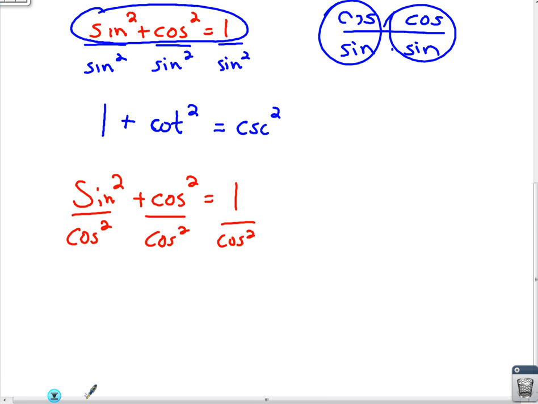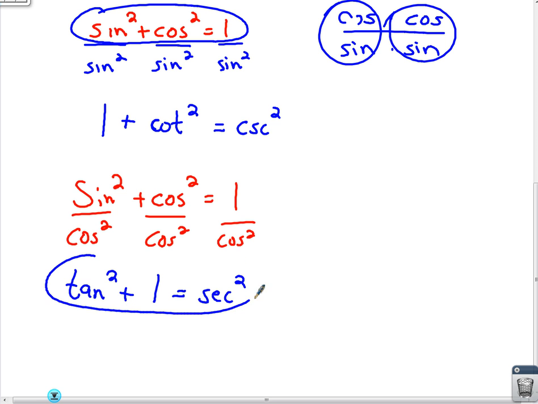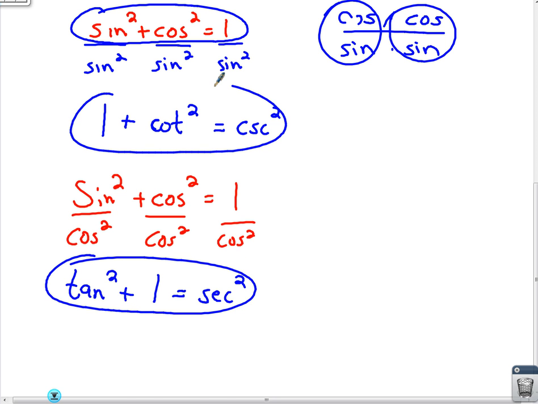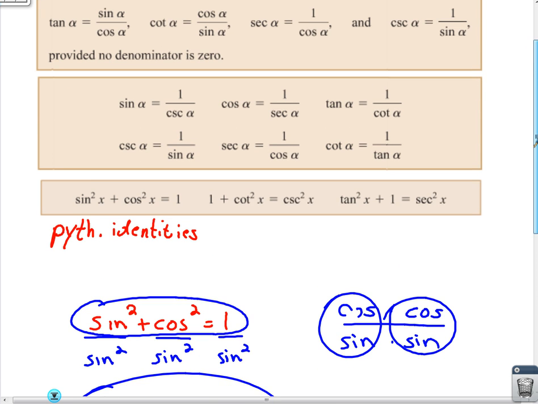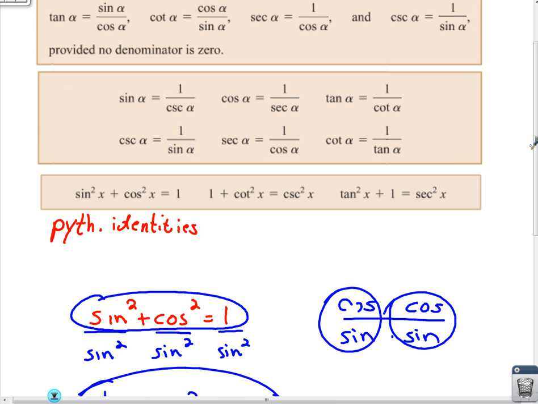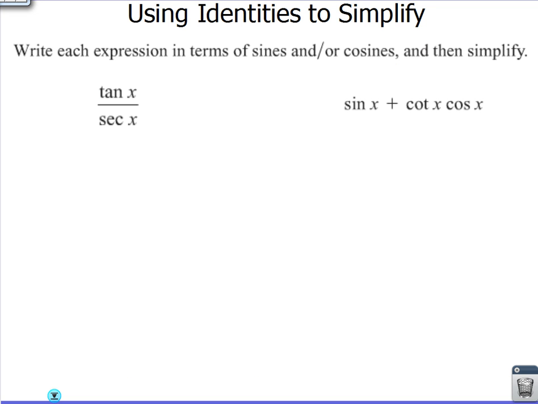What's sine over cosine? Tangent. So sine squared over cosine squared would be tangent squared. Plus cosine over cosine is 1. 1 over cosine is secant. So there's another one. And that's those two there. That's the last two I have listed here. So if you haven't already got them written down, make sure you copy down your Pythagorean identities.